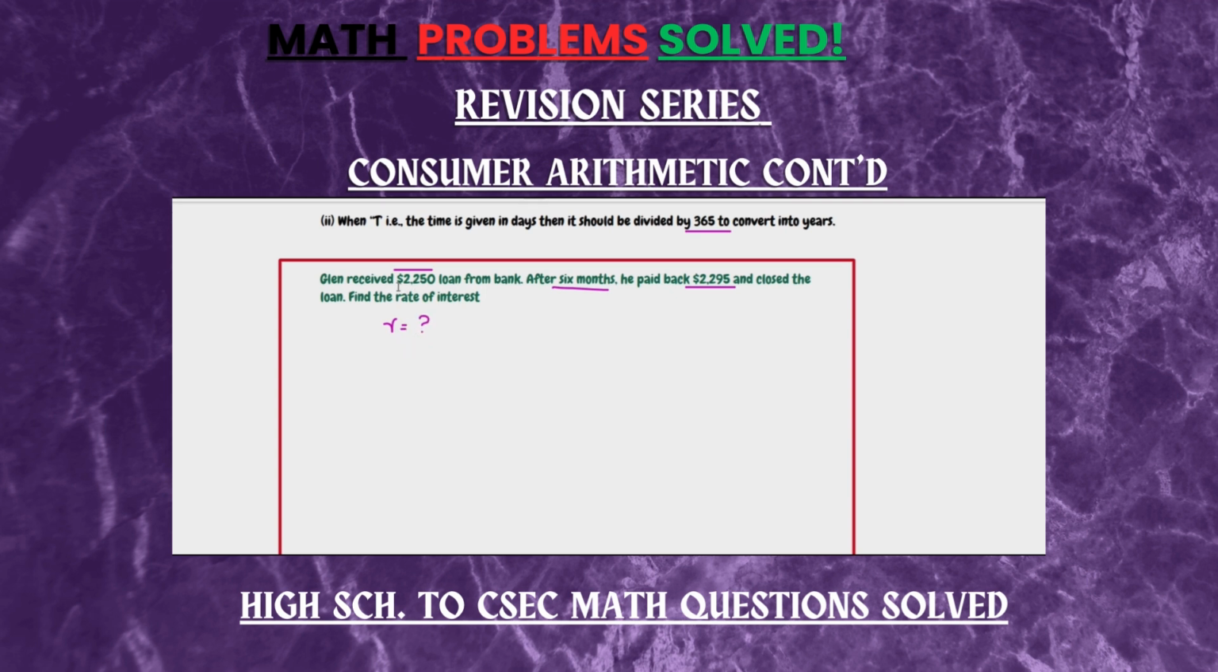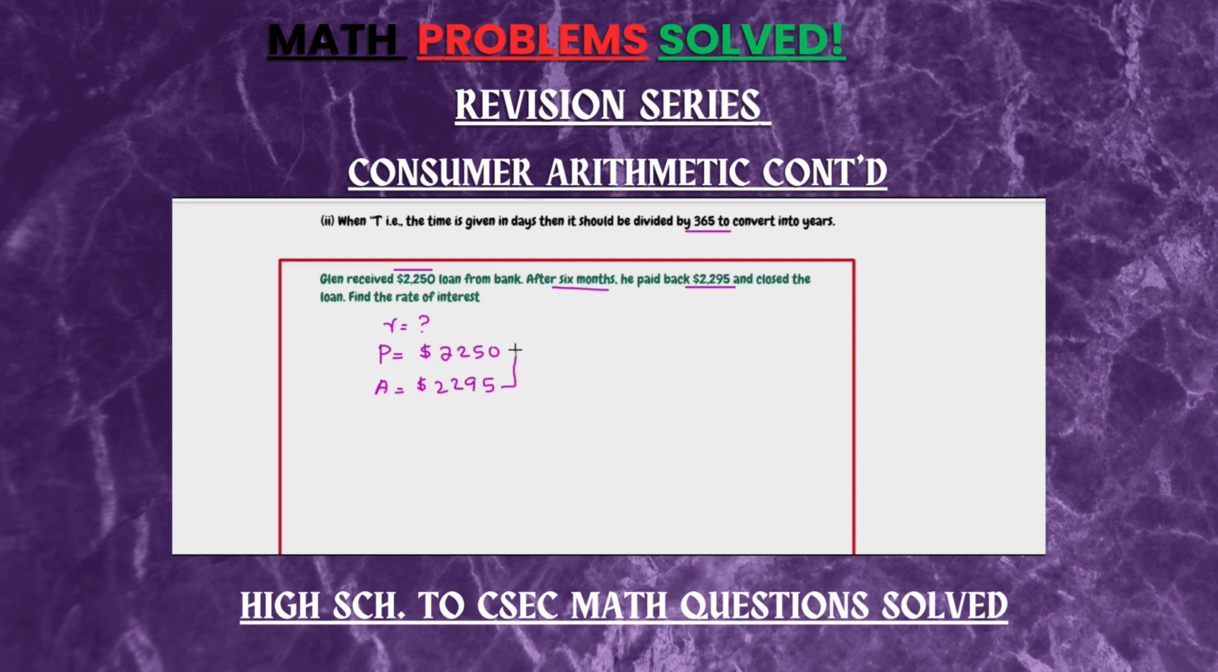Here he received this amount and paid back this amount. So what was the principal amount? The principal amount was $2,250. And what's the amount he paid back? The total amount he paid back was $2,295, right?